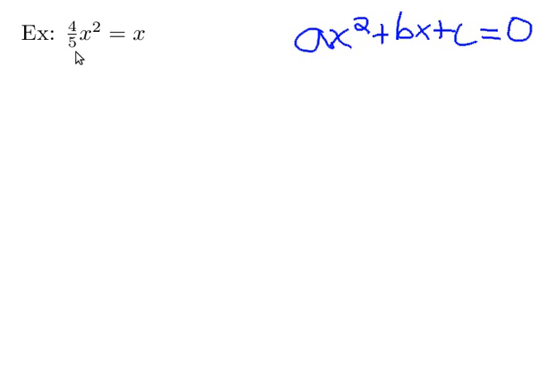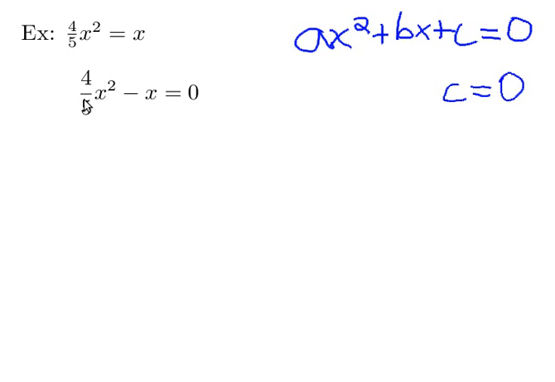So we have 4/5 x squared equals x. Well, we don't even have a c, as you can tell, because c is a term without an x. So let's go ahead and try to get this as close to this as we can. The first thing I'm going to want to do is subtract x from both sides. So we'll have 4/5 x squared minus x equals 0. Now we have an ax squared and we have a bx. We don't have a c though. But all that means is that we can say that c is equal to 0.